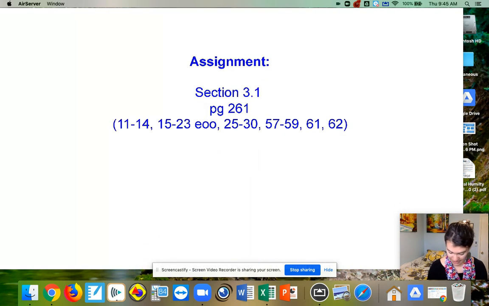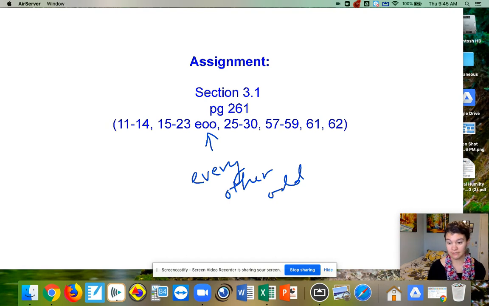So here's your assignment. A note, this EOO means every other odd. So start with 15, skip 17, do 19. Skip 21, do 23. And that's it.